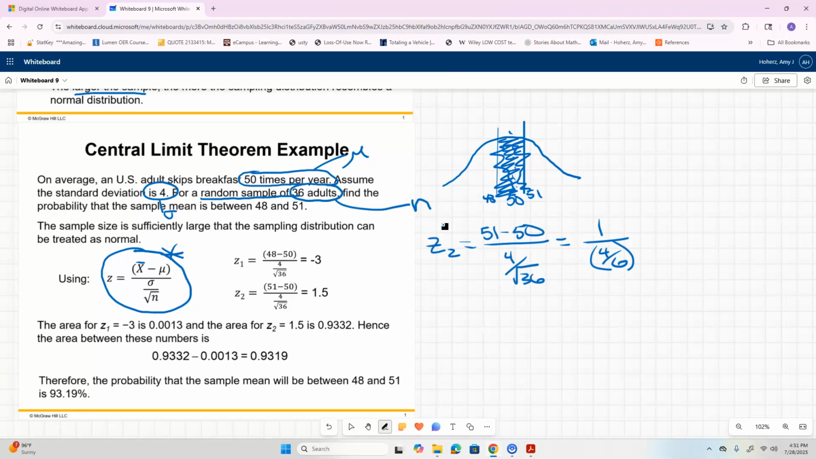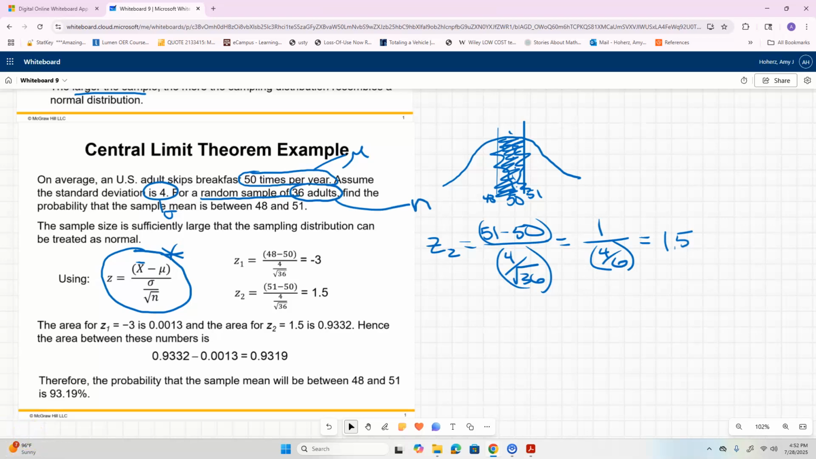Be really careful when you put this on your calculator, and I would really recommend you try it right now. The calculator needs to know which parts are the top and bottom of the fraction. So you could either enter it all the way in your calculator by doing parentheses 51 minus 50 parentheses divided by parentheses 4 over square root of 36 parentheses. What I like to do is at least calculate the top on its own and do 1 divided by parentheses 4 over square root of 36. There's various ways to do this, but you have to get it into your calculator, right? You should get 1.5 when you work this out.